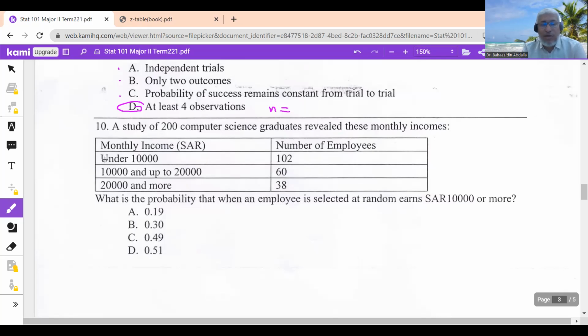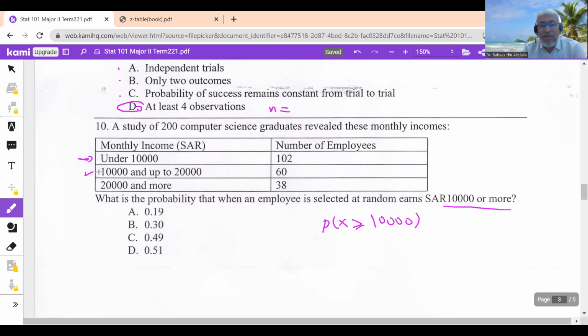So this is the monthly income. Under 1,000, we have 102 graduates. Between 10,000 and 20,000, we have 60 and so on. What is the probability that when an employee is selected at random, he earns 10,000 or more? So he is asking the probability that X is greater than or equal to 10,000. Well, this is under 10,000, so we don't need it.